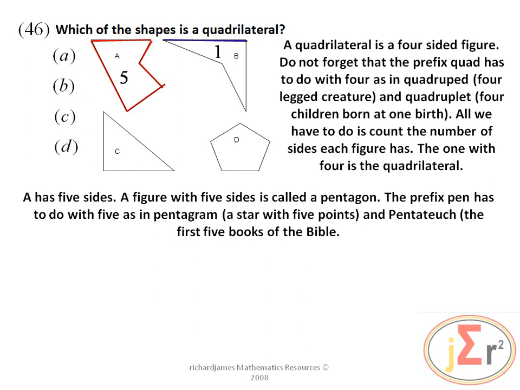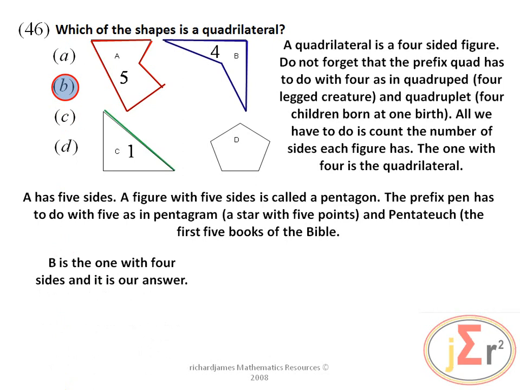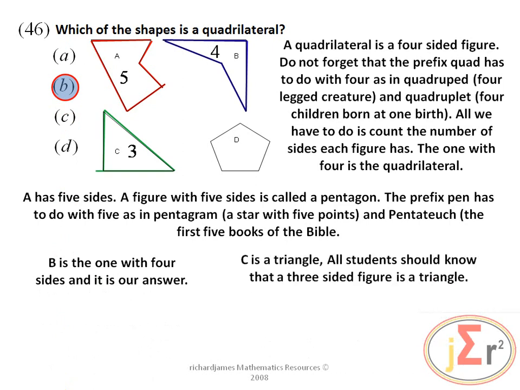Going, of course, to option B. 1, 2, 3, 4. B is the one with 4 sides, and it is our answer. And C, we have 1, 2, 3 sides. So C is a triangle. All students should know that a 3-sided figure is a triangle.